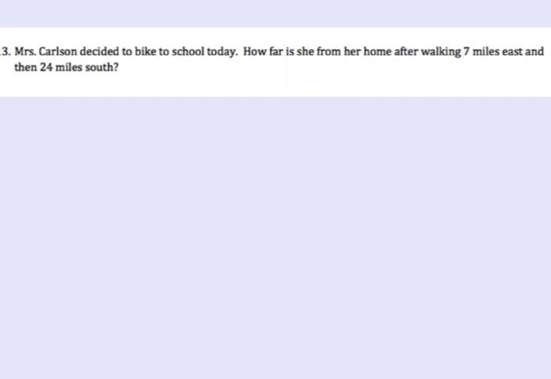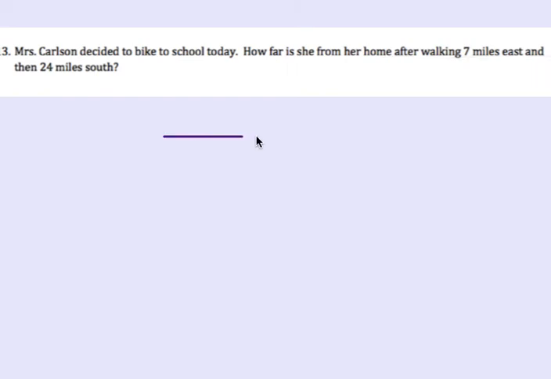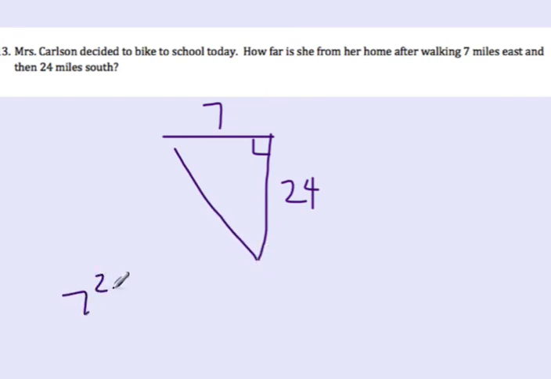All right, last word problem here. Miss Carlson's biking to school. She's going 7 miles east and 24 miles south. So again, because she's going directly from east to south, it forms a right triangle. So we can use the Pythagorean theorem. So 7 squared plus 24 squared is equal to x squared.